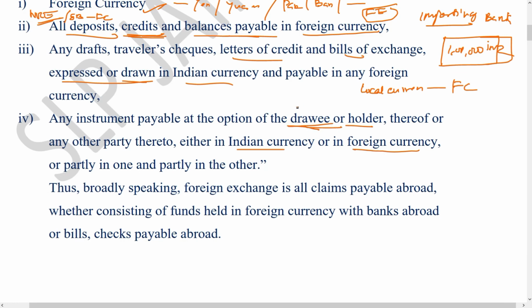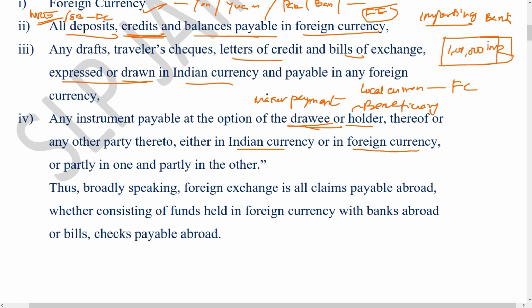Okay, so first you have to understand, we are giving an option to the drawer and the holder. Who is the drawer? The drawer is the maker of the payment. Here, in most cases, it will be a bank. The holder is the one who is holding the check or the letter of credit. So he is the beneficiary.